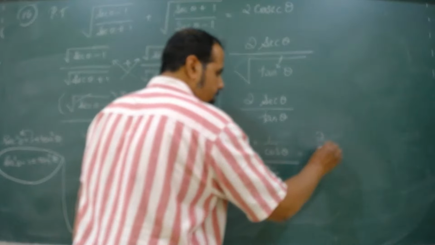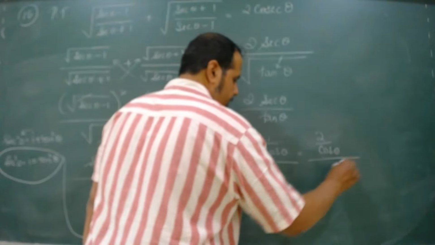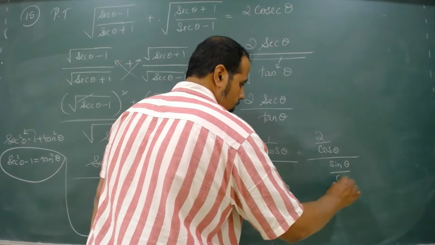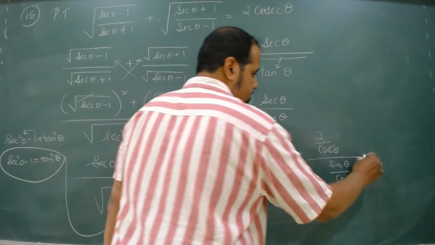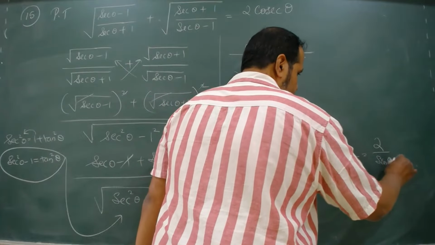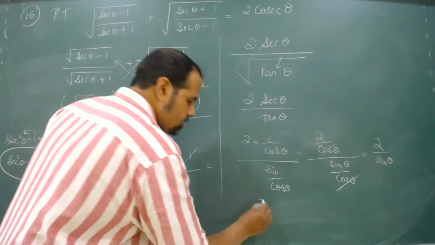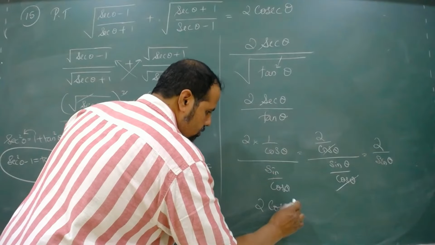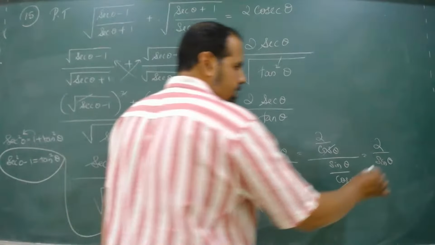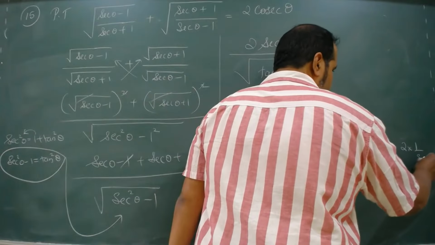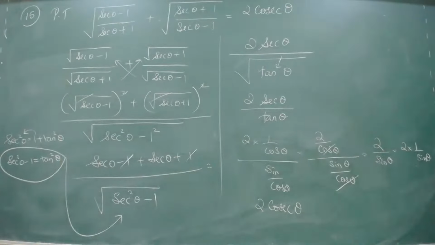Now numerator divided by denominator, cos gets cancelled. 2 by sine theta. 2 by sine theta is nothing but 2 cosec theta, which can be written as 2 into 1 by sine theta. 2 into 1 by sine theta is nothing but 2 cosec theta. Note.